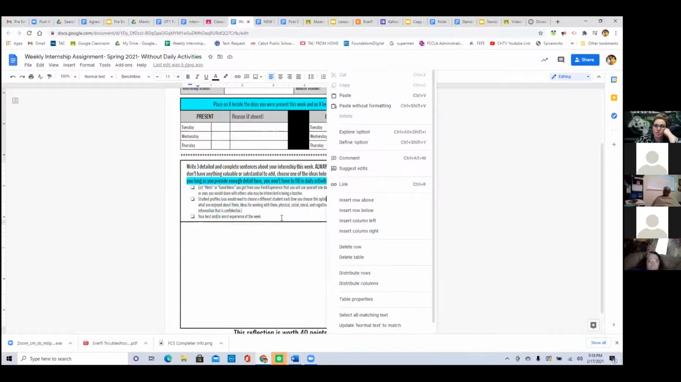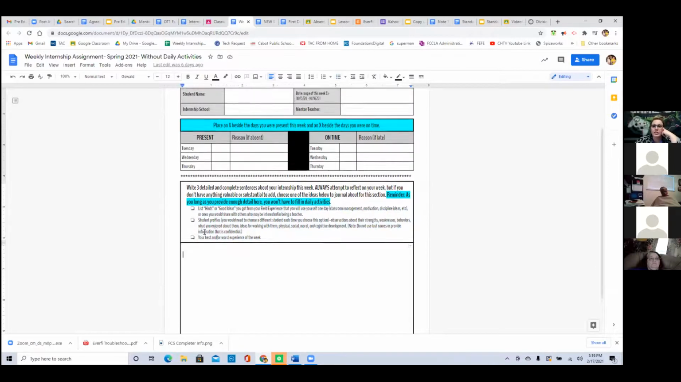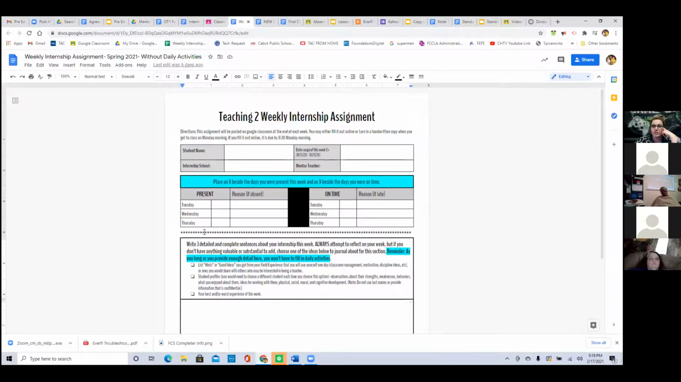These are also due even if they were absent or quarantined for the whole week. They would just put absent here and quarantined here, but they still have to write these three. They can use one of these prompts instead of information from their week. So that takes away me having to do an alternate assignment for this.